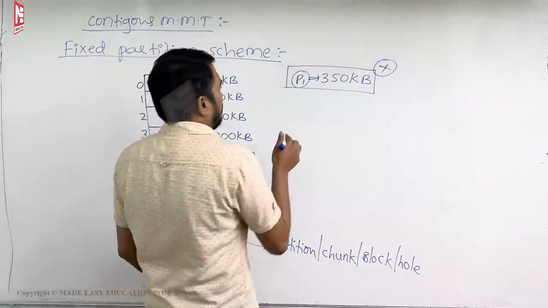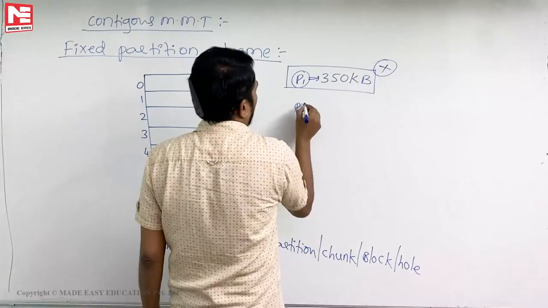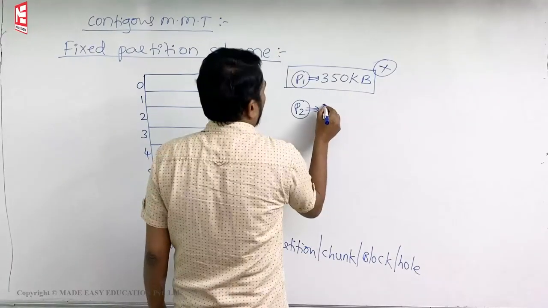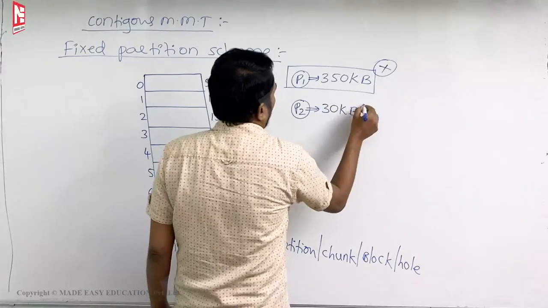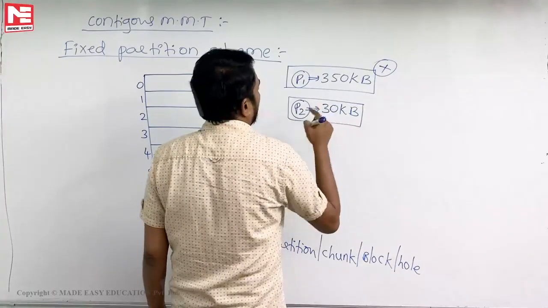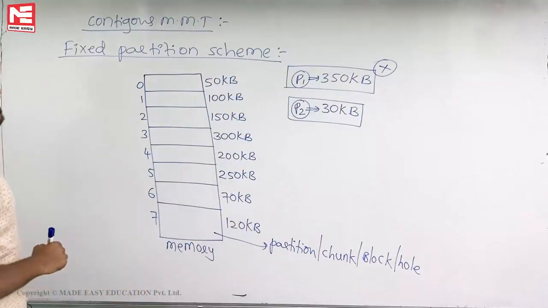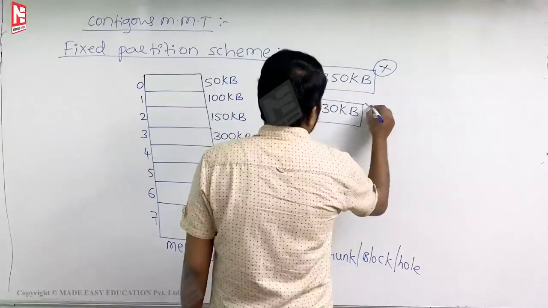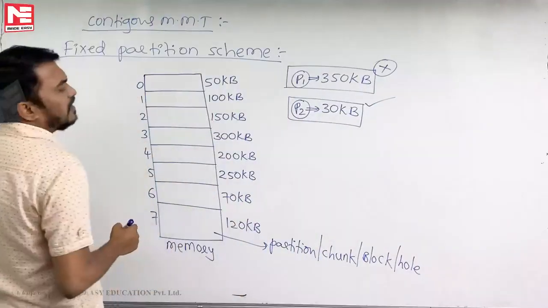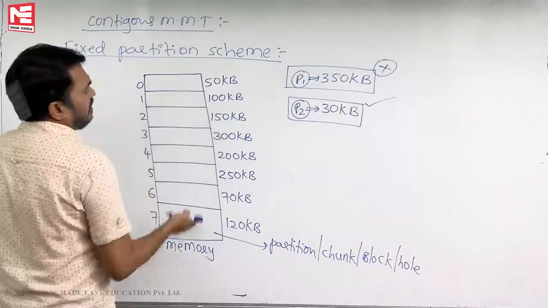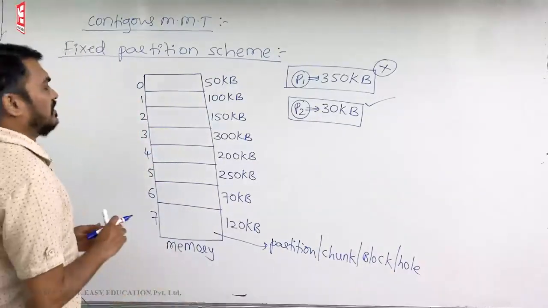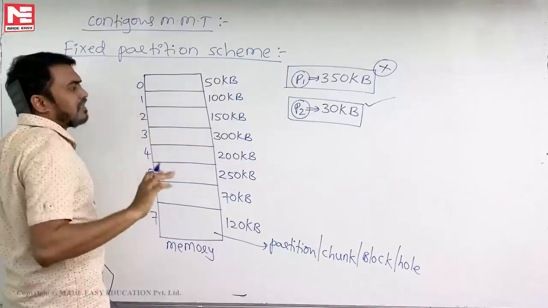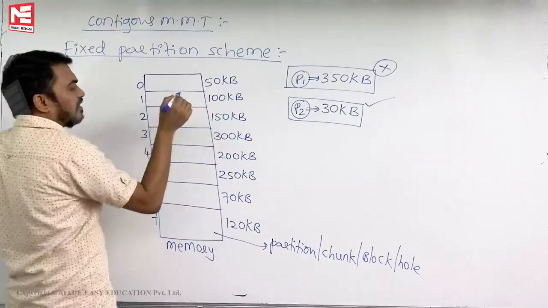Now tell me, next: process P2 is coming with a request of, for example, 30 KB size. When P2 comes with a request of 30 KB, is it possible to accommodate it here? Yes, comfortably you can accommodate it. Many empty partitions are lying free, and you can place it in any of them. So a 30 KB process, let's say I am accommodating here. Process P2 needs 30 KB, so you can comfortably accommodate it.